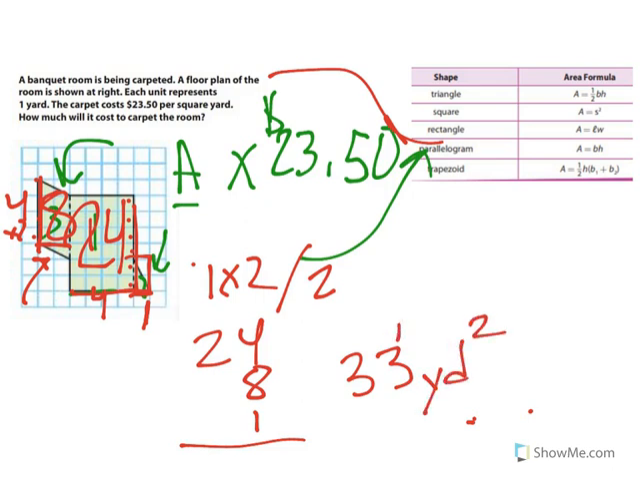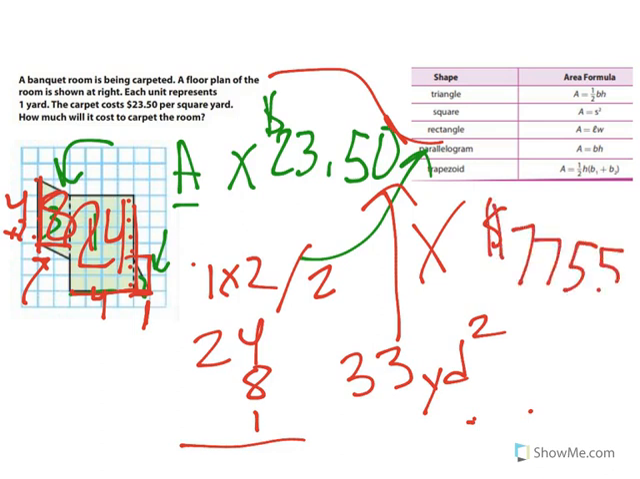But we're not done. Remember, we have to go back now, and we have to times it by our cost. So this is where our calculator is very helpful, right? 23.5 times 33. So $775.50. Just going to do that again just to check my work. 23.5 times 33. And there we are.